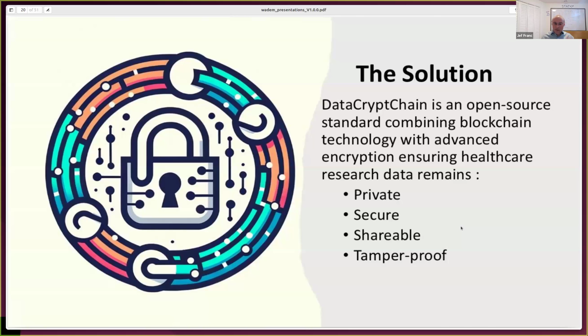So just an example, this is sort of the value proposition slide for an oral presentation I gave in Copenhagen last year at USEM about a product I built. Data Crypt Chain is an open source standard combining blockchain technology with advanced encryption, ensuring healthcare research data remains private, secure, shareable, tamper-proof. Okay, so this abstract presentation was about the research and development of this tool, but people don't really care about the research and the development of the tool. They want to know what the tool can do for them.